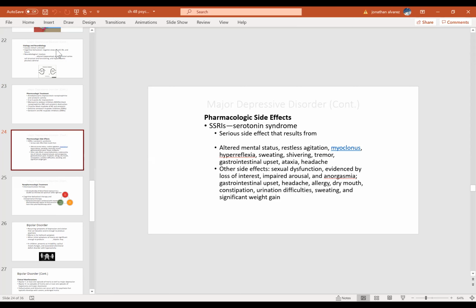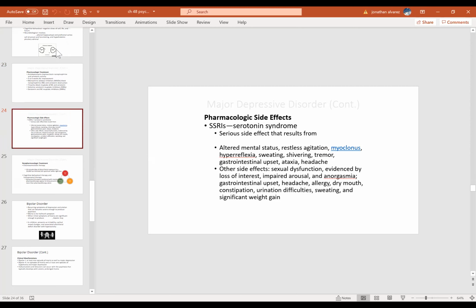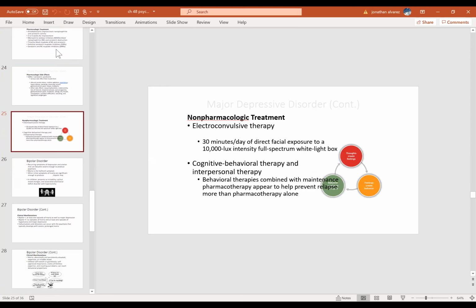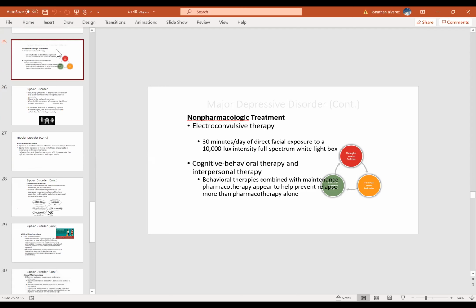Otherwise, some of the side effects are altered mental status, and they can get agitated. They tend to be more anxious. They can sweat. It can create headaches, gastrointestinal disturbances, changes in appetite, changes in sleep-wake patterns, and so on. So there can be some side effects to the SSRIs. With any kind of mental disorder, you can always put in some form of cognitive behavioral therapy, life coaching.